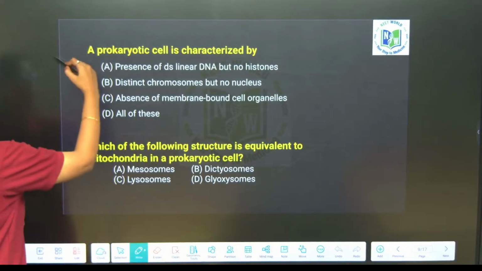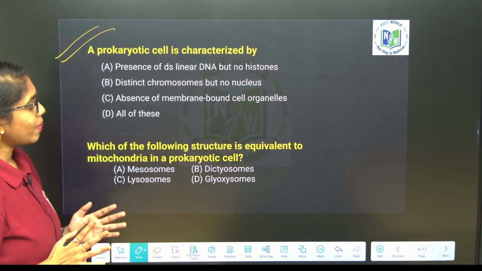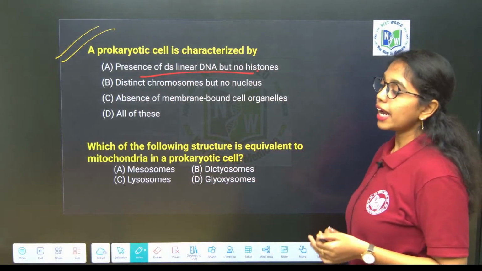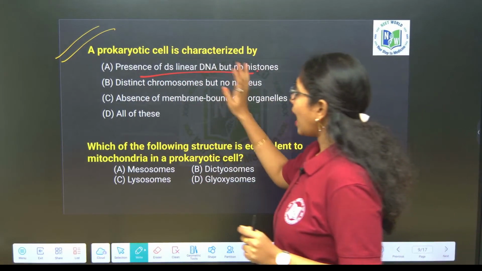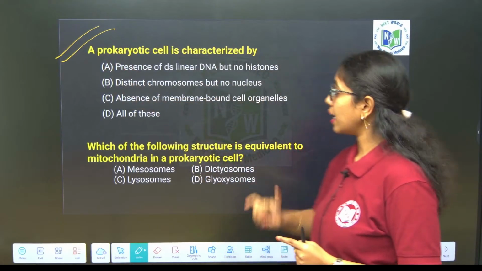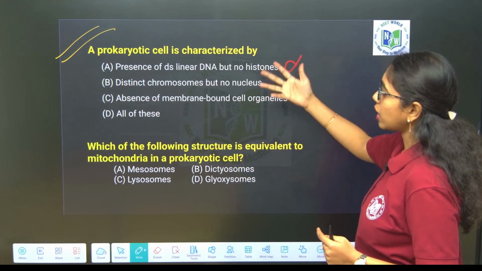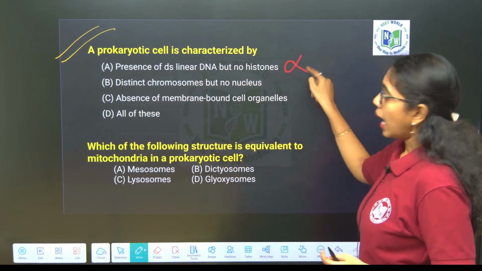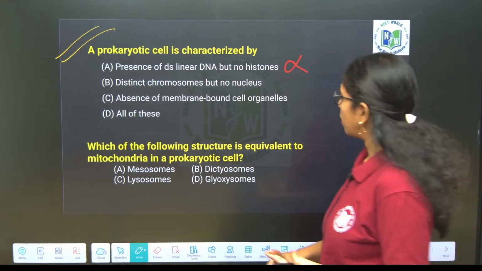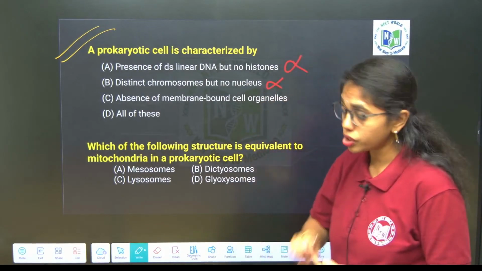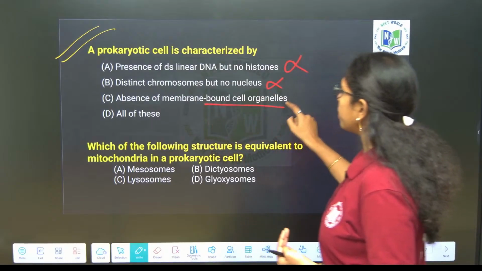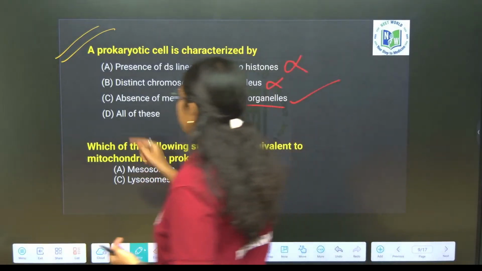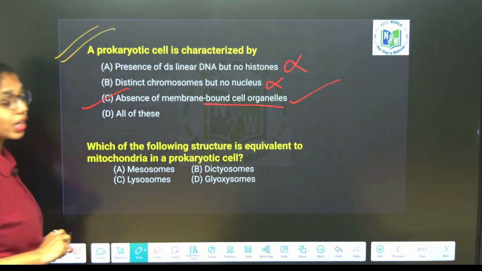A prokaryotic cell is characterized by what? Presence of double stranded linear DNA and no histones? No, it has double stranded circular DNA. Without histones, it has double stranded circular DNA with some positively charged proteins. And then distinct chromosomes but no nucleus? No, they don't have distinct chromosomes. Absence of membrane bound organelles: true. Yes, they don't have membrane bound organelles. So here the right answer is option C.